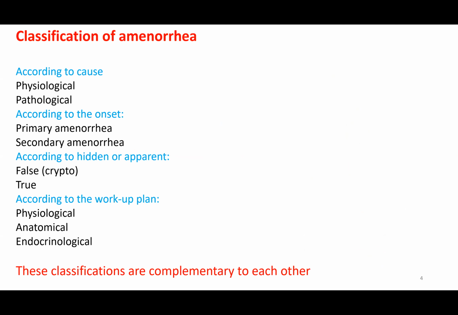It could be a false amenorrhea, where the menstrual flow is collecting but it is not coming out due to an anatomical problem in the form of a vaginal septum or an imperforated hymen. Or it could be a true amenorrhea, where there is really no menstrual flow. And according to the workup plan, where the classifications are complementary to each other, it is physiological, anatomical, and endocrinological.